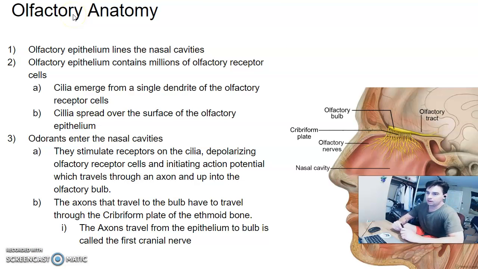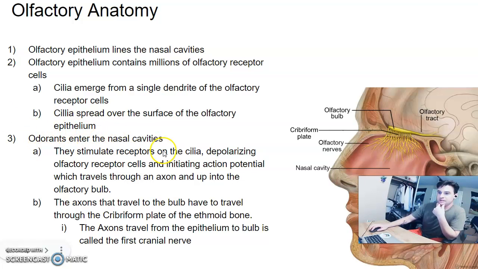So, olfactory anatomy. The whole nasal cavity is lined with olfactory epithelial cells, and the olfactory epithelium contains olfactory receptor cells. From these receptor cells, cilia emerge, and cilia spread over the surface of the olfactory epithelium. Basically, what the cilia do is increase the surface area to trap odorants as they enter your nasal cavities. And this is why you can recognize so many different combinations of smells.